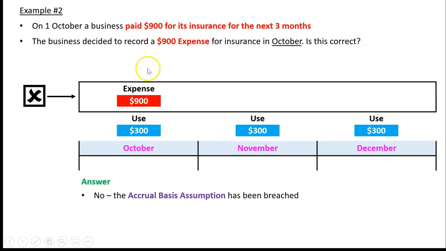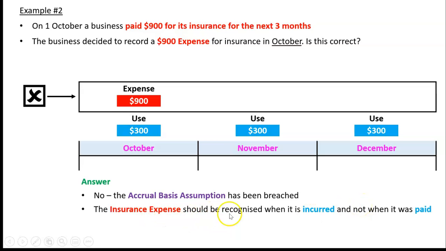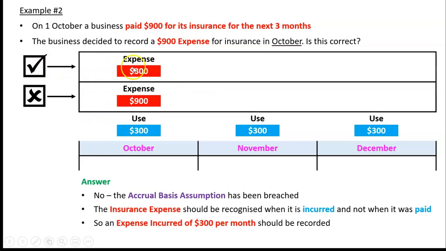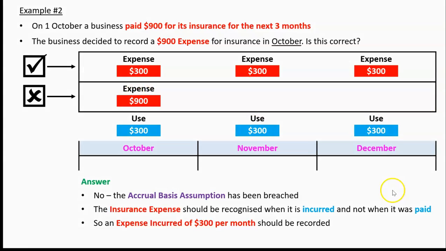Is this correct? No, it's not. Why not? Well, the accrual basis assumption has been breached. How so? The insurance expense should be recognized when it is incurred and not when it is paid. What does that mean? It means that we're actually going to use $300 of this a month. We're going to incur economic benefits or use up economic benefits. So what we should do is recognize an expense each month of $300. That way we're recognizing when the expense was incurred and not just when it was paid. If we put it all here, that makes no sense. That's saying there's no expense for November or December.